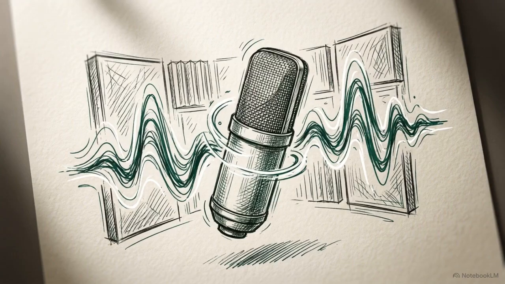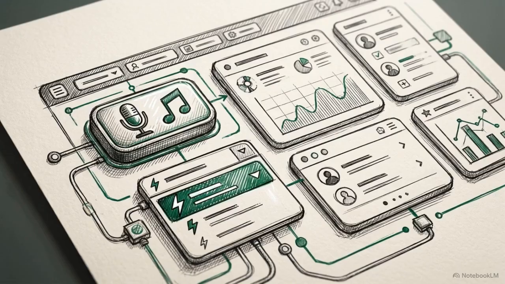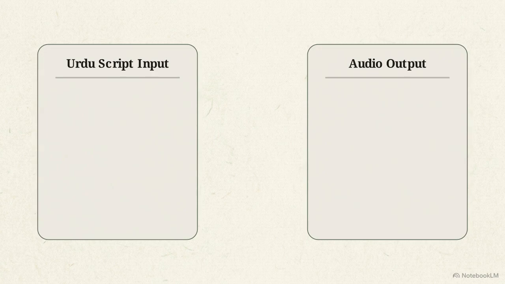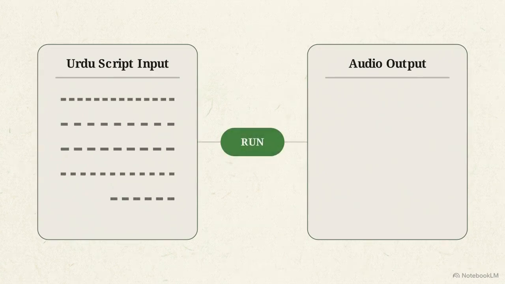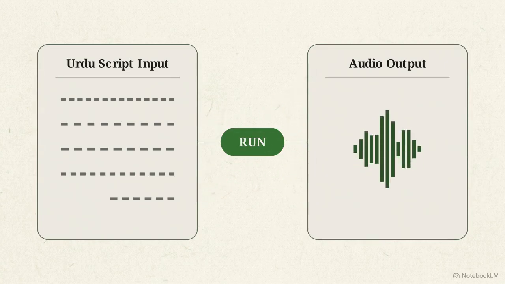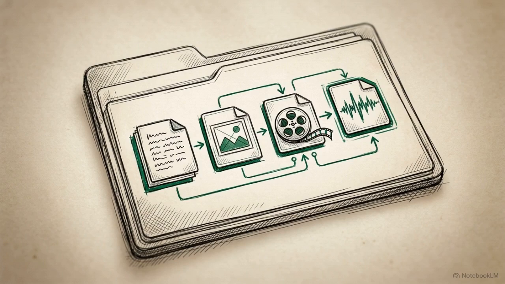Step 4 is the audio. For realistic, localized narration, we head over to Google AI Studio. Navigate to the Speech and Music section and select the Gemini 3.1 Flash TTS model. This visualization represents how the tool processes your text. Paste your full Urdu script into the interface, hit Run, and the model synthesizes a clean, natural-sounding voiceover file ready for download.